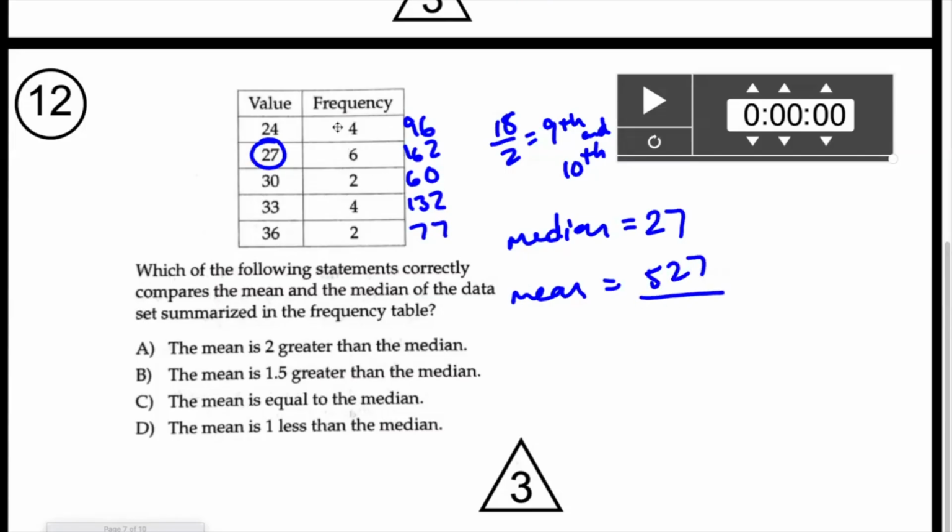And then we have to divide by the total amount, which we knew was 18. Okay. Oh, no. I wrote 77, but this is 72. So that makes this 522. So then 522 divided by 18, that's 29. Okay, that makes more sense. So 29 is the mean. All right. So the mean is 2 greater than the median.